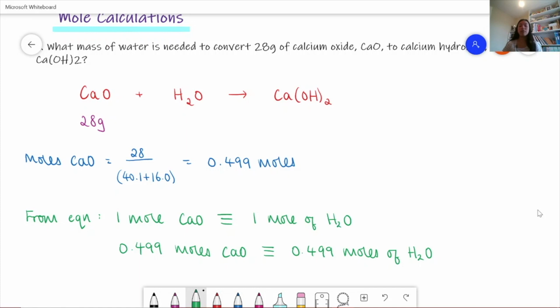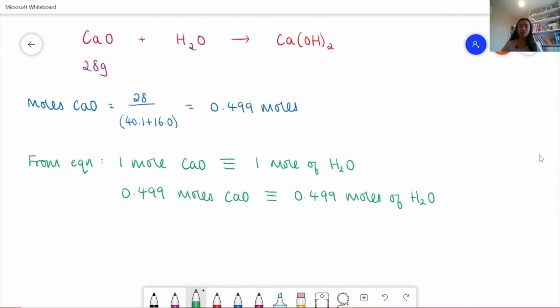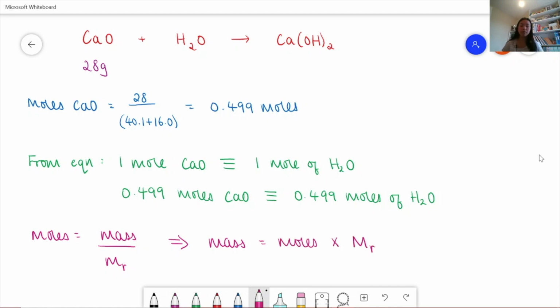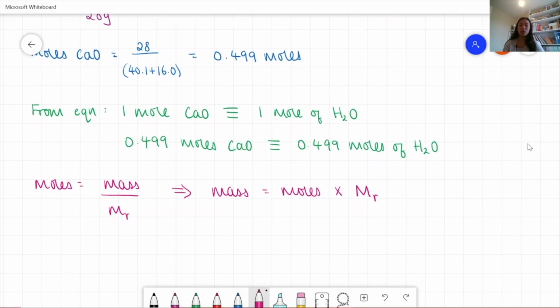So now we can use our mole equation, but rearranged, to find the mass of water that we reacted this calcium oxide with. So our third step is to rearrange the moles equation. So we have moles is equal to the mass over the MR. And if we rearrange this, we get the mass is equal to moles multiplied by the MR. And so we can find the mass of water.